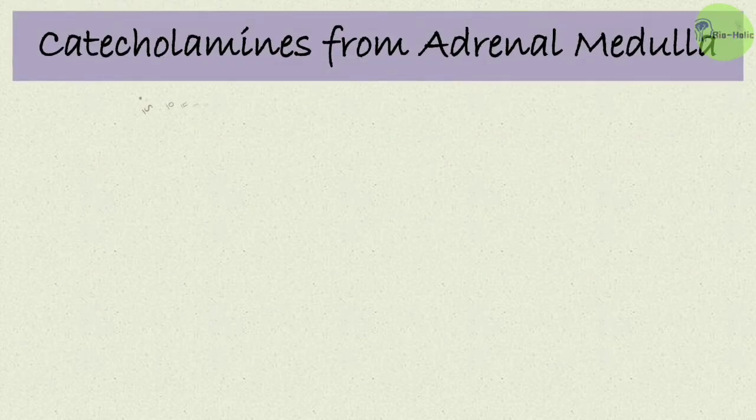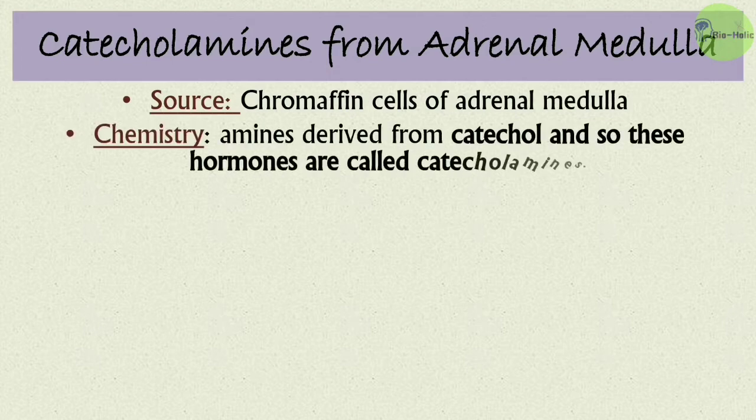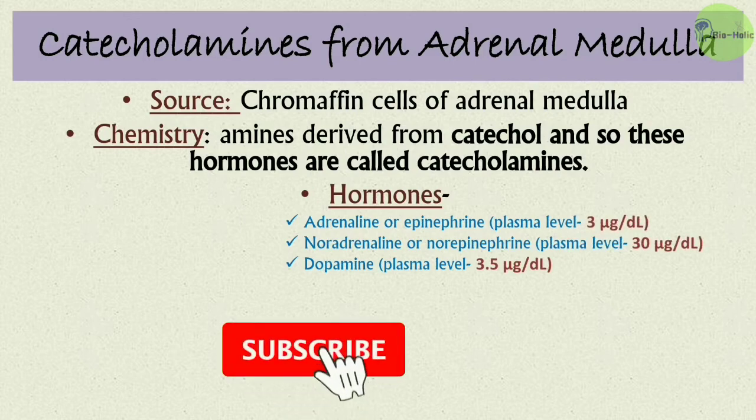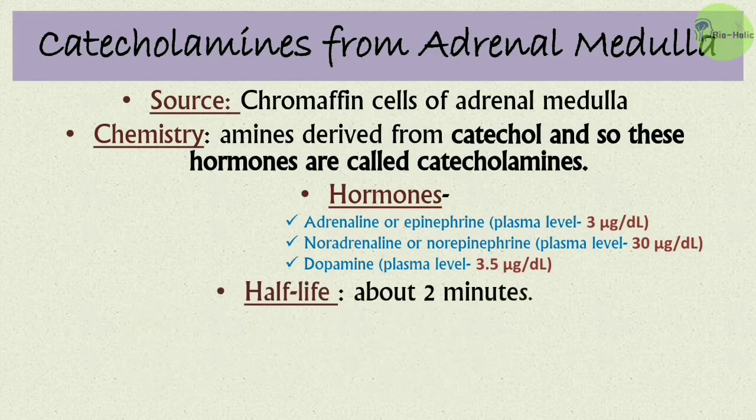Catecholamines are secreted from the adrenal medulla. The source of these hormones are chromaffin cells of adrenal medulla. They are chemically amines derived from catechol, and so these hormones are called catecholamines. Hormones are adrenaline or epinephrine, noradrenaline or norepinephrine, and dopamine. The half-life of these hormones is about 2 minutes.